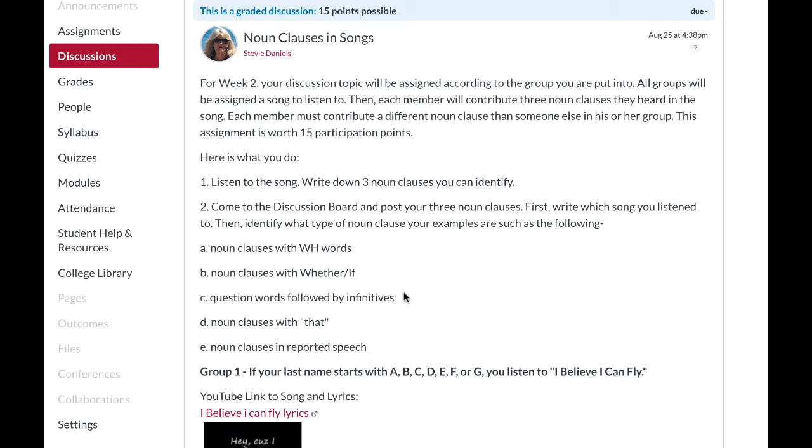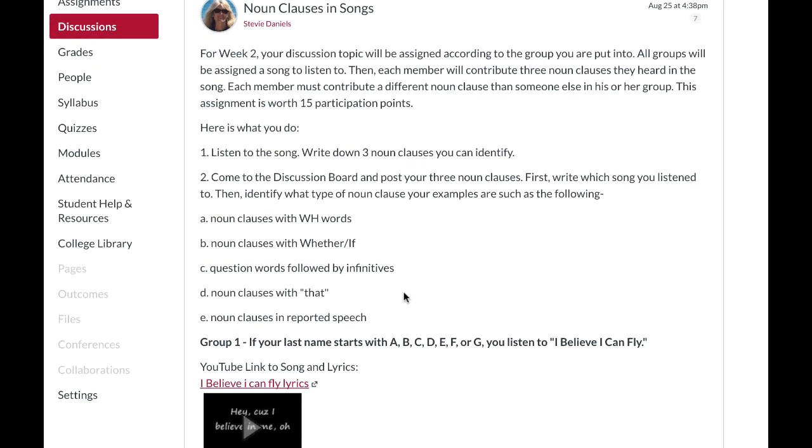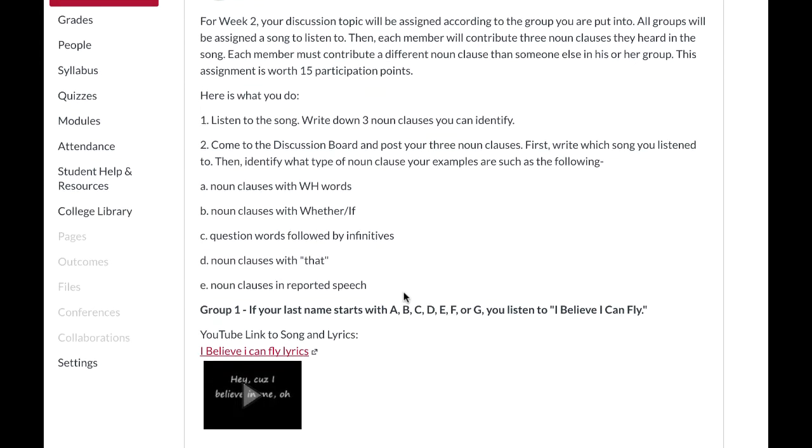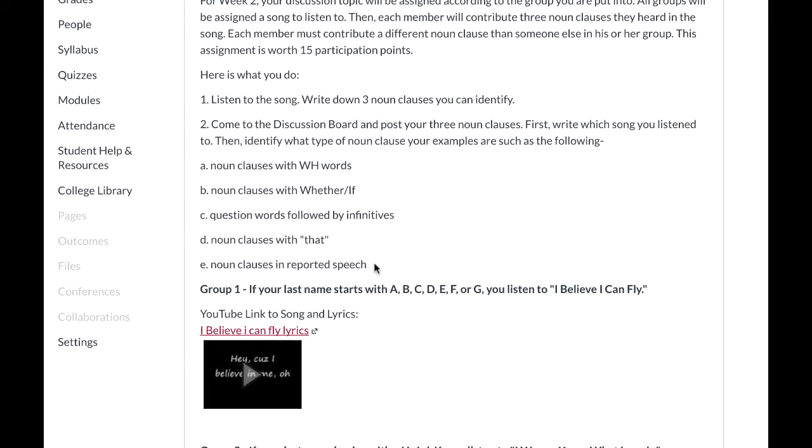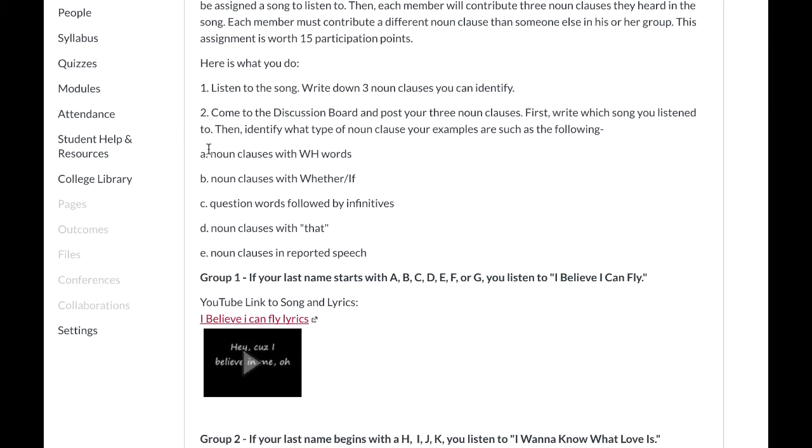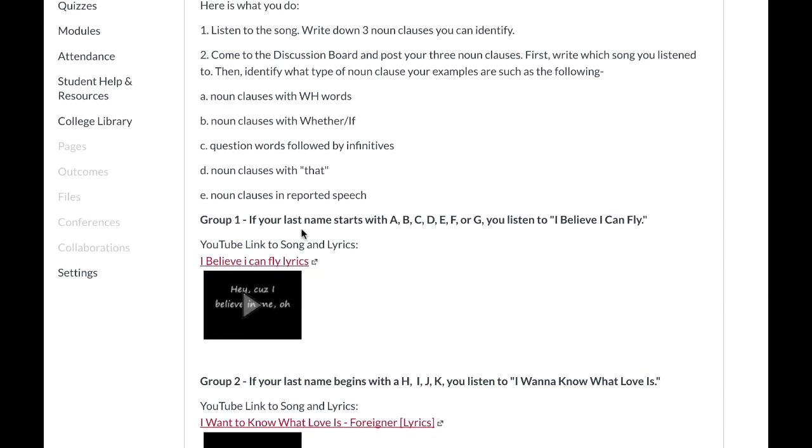Okay, once you write your 3 noun clauses that you found in your song, you have to identify what kind of noun clause it was. So in number 2 here, I give you about 5 or 6 different ways that you can say what that noun clause was. Perhaps it was a noun clause with a WH word, or a noun clause having whether or if, or one that's followed by infinitives, or ones that have that, or that, which is optional or deleted, or noun clauses in reported speech.